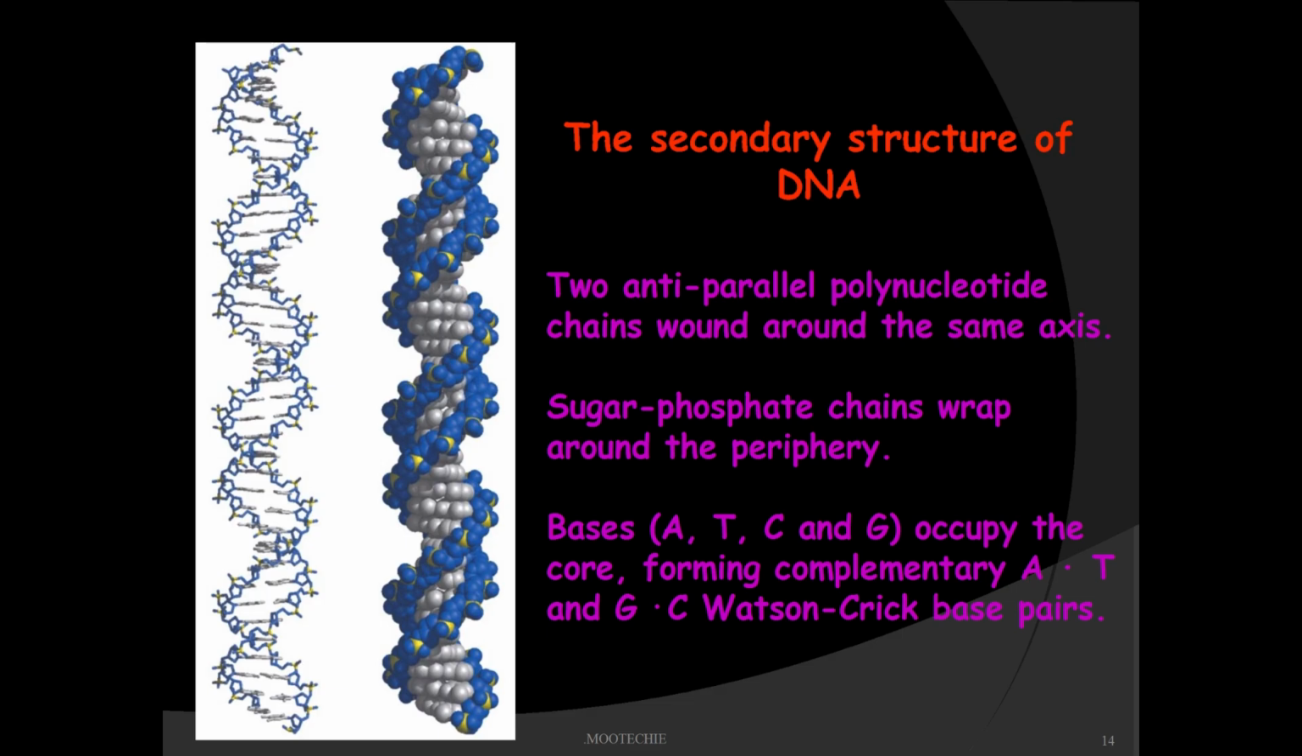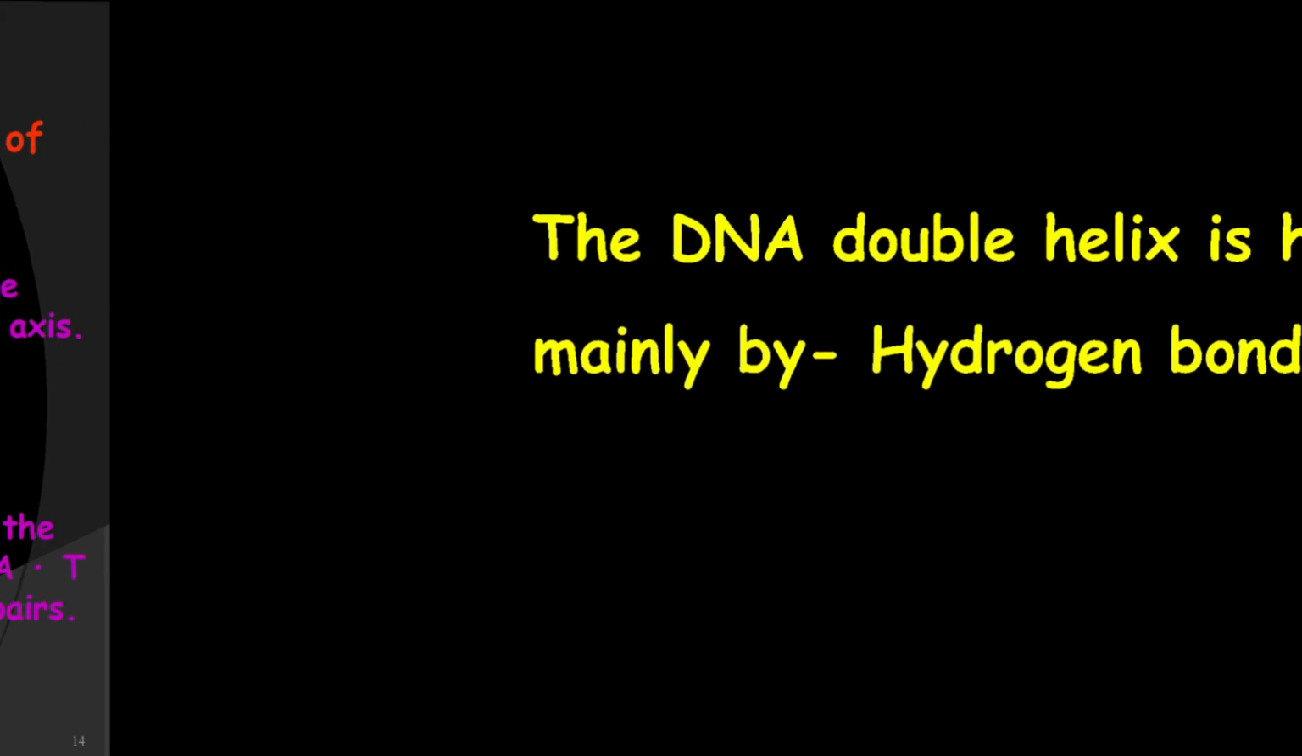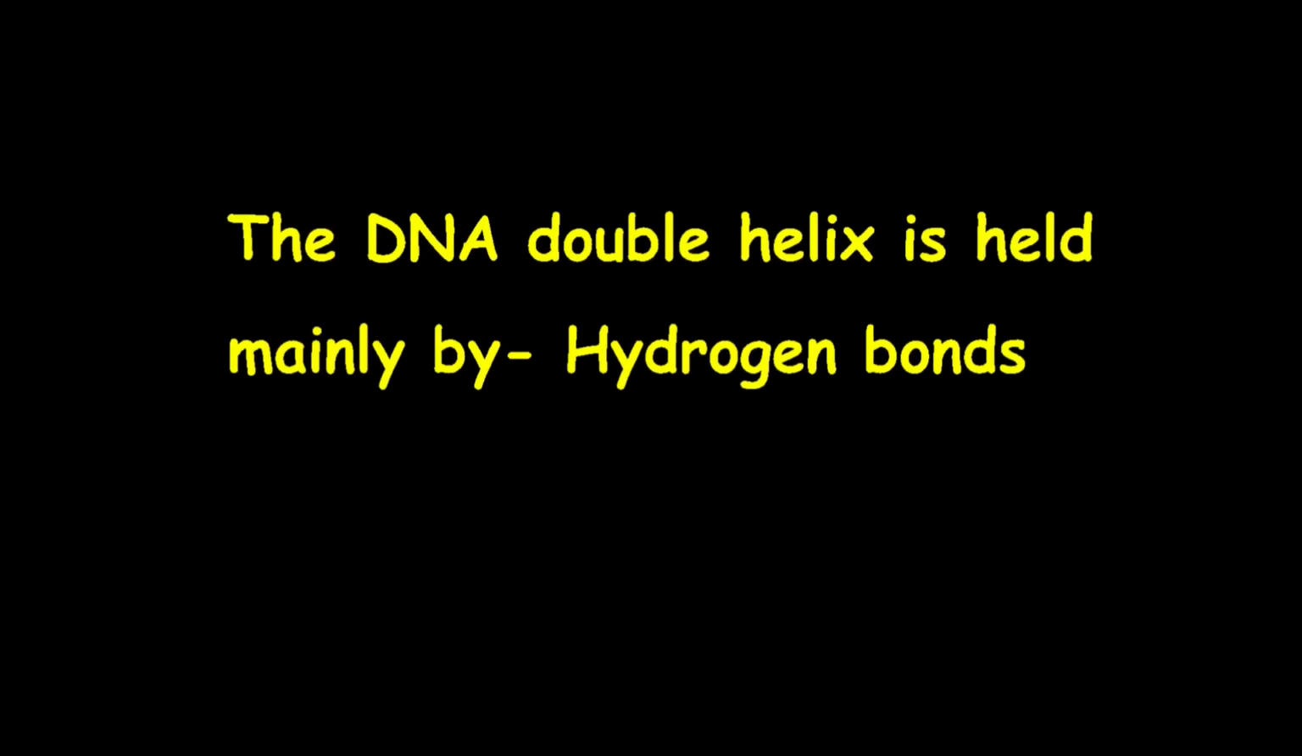One chain runs 5' to 3', while the other runs 3' to 5'. The sugar-phosphate chains wrap around the periphery, forming the backbone. And the bases A, T, C, and G occupy the core, forming complementary Watson-Crick base pairs: A with T and G with C. The DNA double helix is held together mainly by hydrogen bonds.